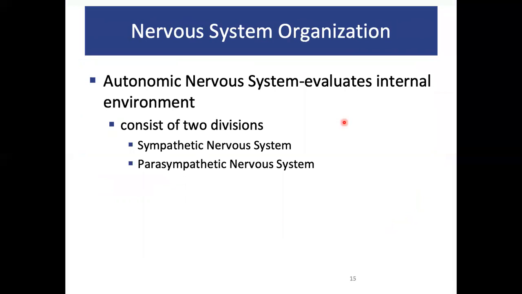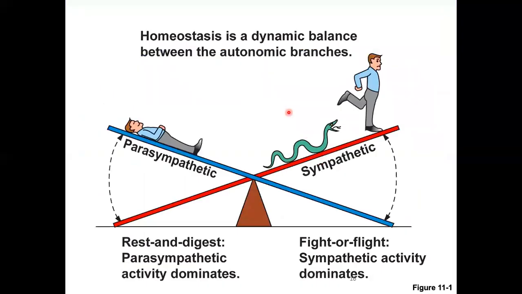Your autonomic nervous system consists of two subdivisions, the sympathetic nervous system and the parasympathetic nervous system. They work in concert to maintain homeostasis in your body. Sympathetic is typically known as your fight or flight response, the nervous system that's responsible for fight or flight, right? And then parasympathetic is responsible for your rest and digest response.